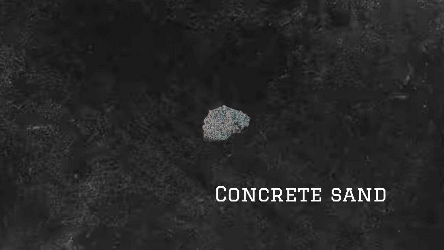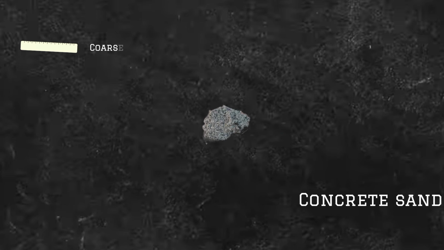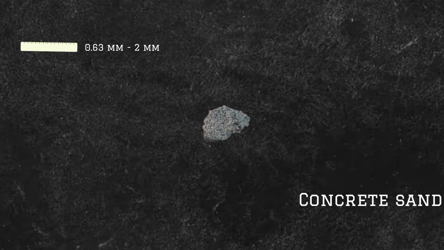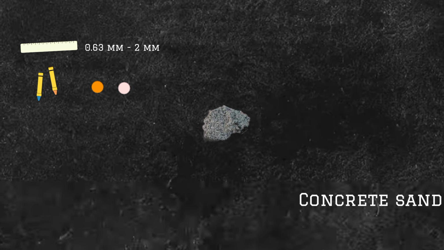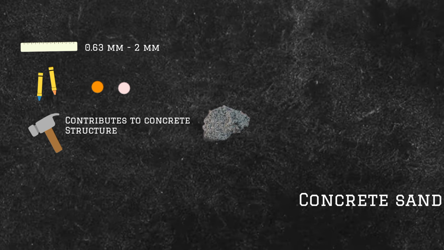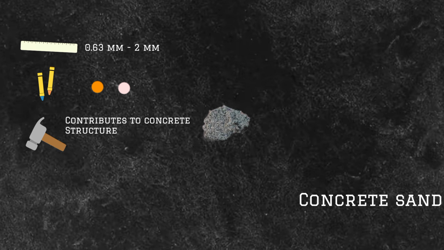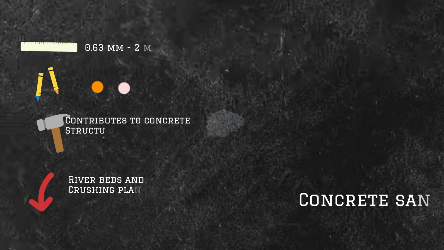Concrete sand. Concrete sand is characterized by its coarse grain size, generally ranging from 0.63 mm to 2 mm. Its coloration can range from tan to gray. It features angular grains and contributes to high strength in concrete mixtures. This type of sand is commonly found in riverbeds or produced at crushing plants.